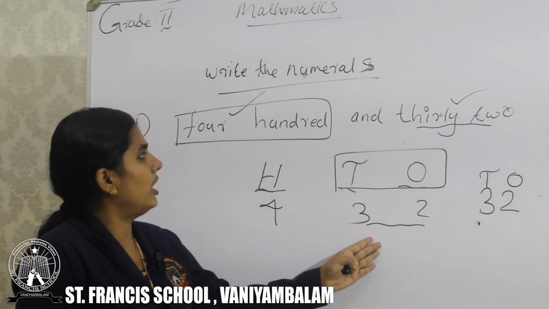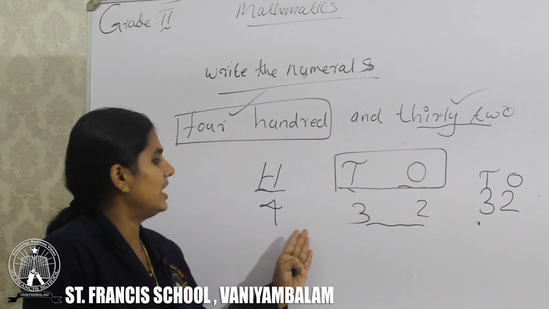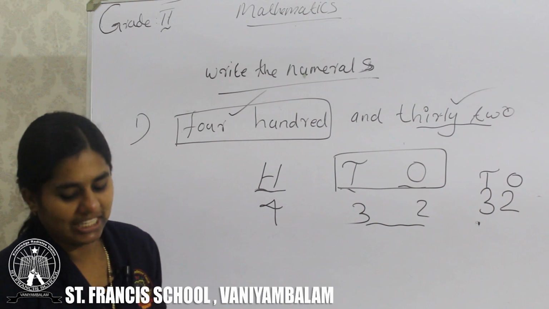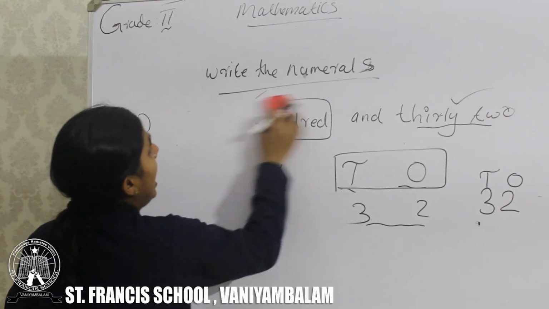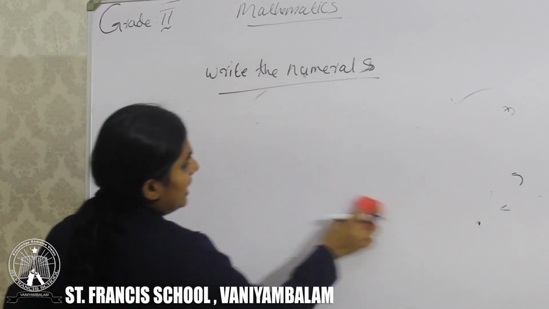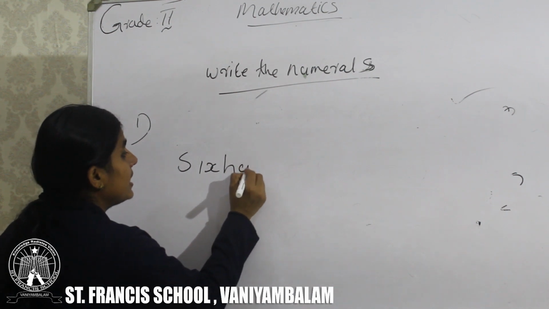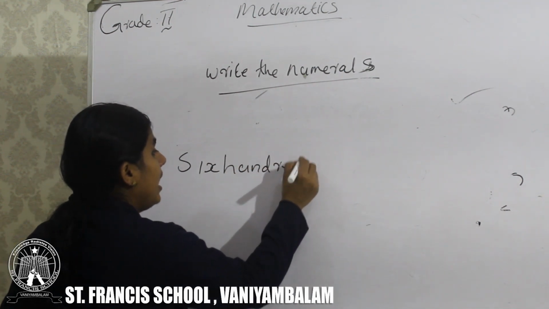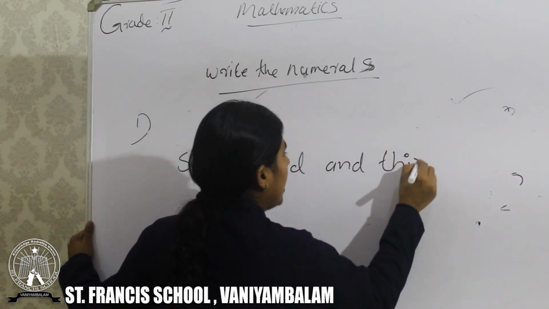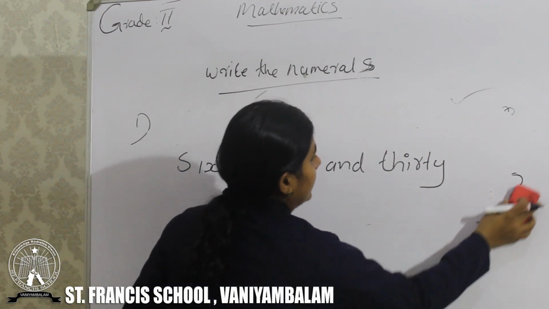This is the numeral of 432. Then another one, look. Next one also we can see. Listen here. 600 and 30, THIRTY. 630.